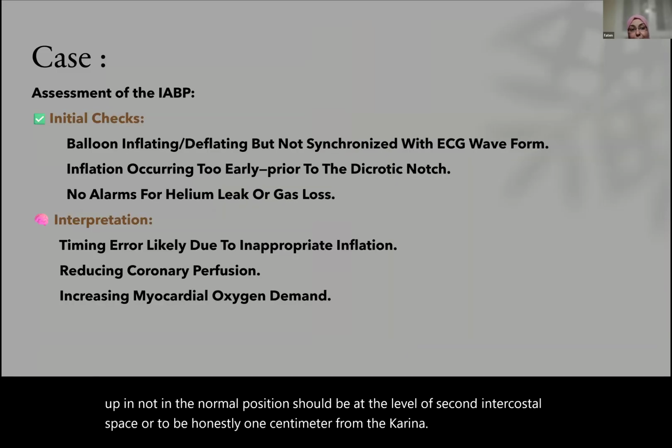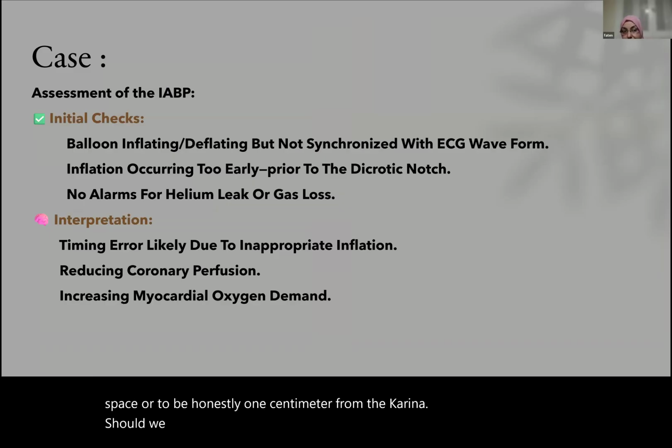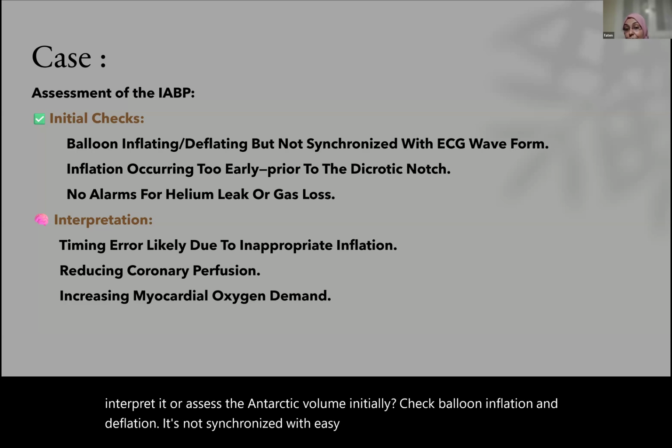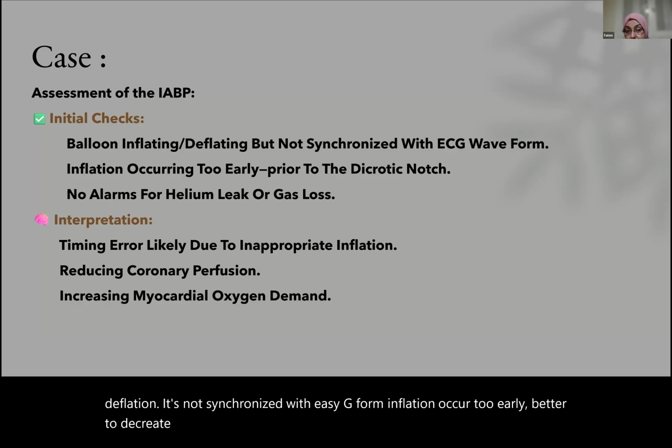Sure, we adjusted the balloon. Let's go step by step to see how we can interpret or assess the intra-aortic balloon. Initially, check balloon inflation and deflation. It's not synchronized with the ECG waveform. Inflation occurred too early, prior to the dicrotic notch. There is no alarm for gas or helium exchange.